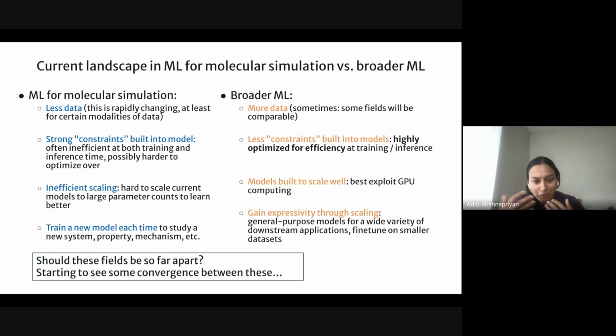And I think one of the things to think about and pose here, just seeing where ML as a field has been going and where ML for materials and molecules is right now, I don't know if these fields should be so far apart. And I think the general community opinion also seems to be shifting this way, because we're starting to really see some convergence between these two different fields.